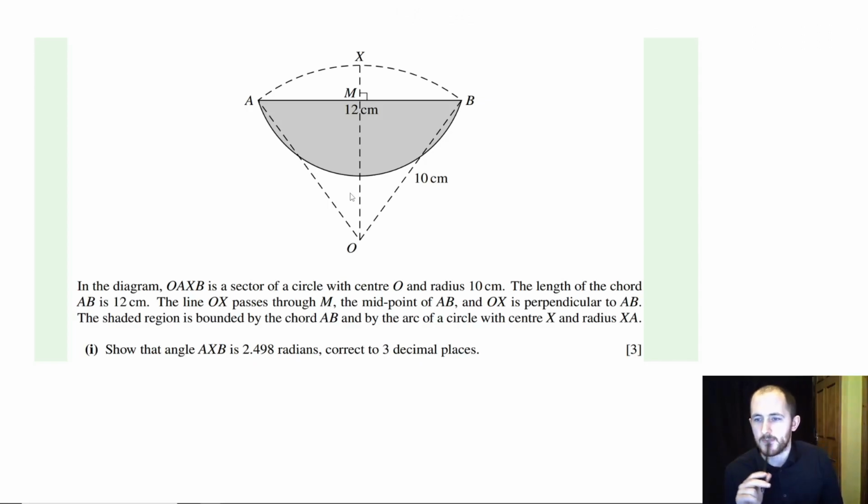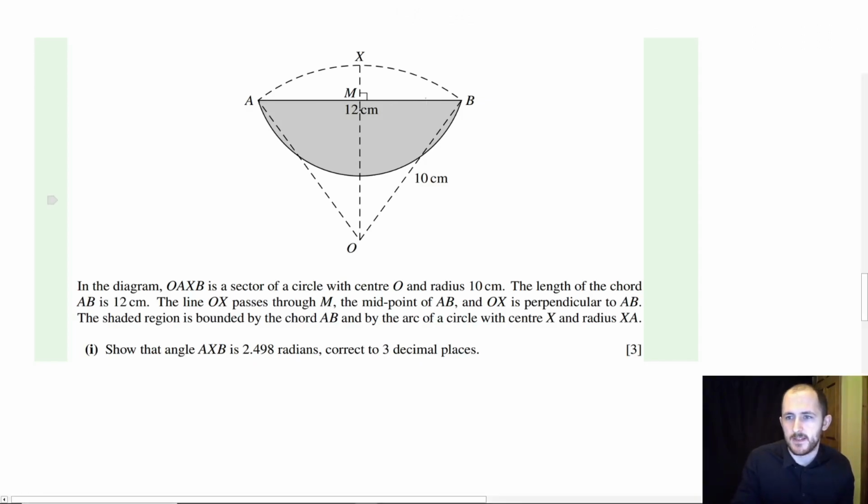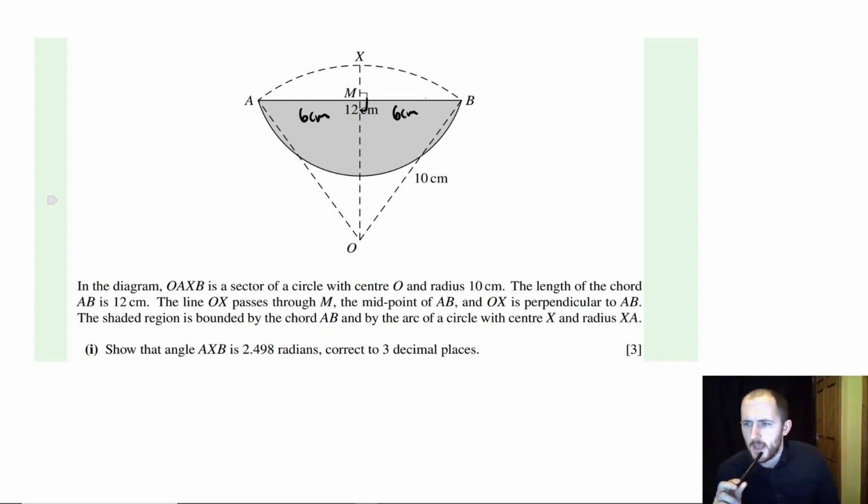So again, let's read through it. We have the length of the chord AB. Since it bisects it, and again, this is at 90 degrees, this will be 6 centimetres, and this will also be 6 centimetres. Okay. The line OX passes through M, the midpoint of AB, and OX is perpendicular to AB. The shaded region is bounded by the chord AB and by the arc of a circle with centre X and radius XA. Okay, so they give us a lot of information.